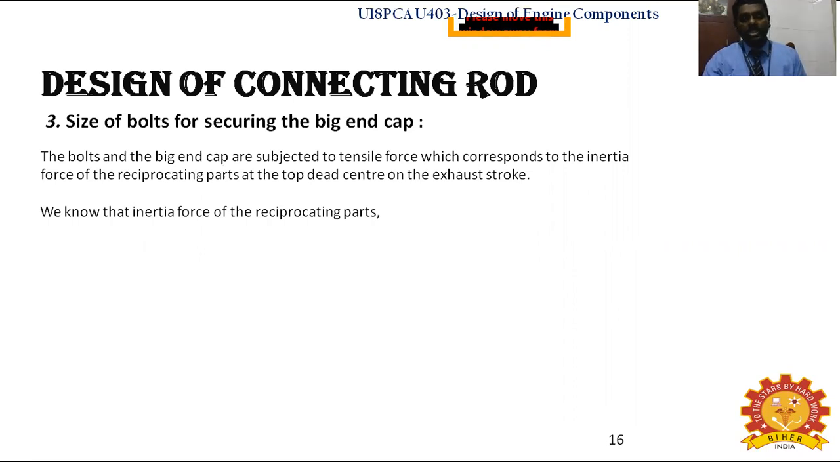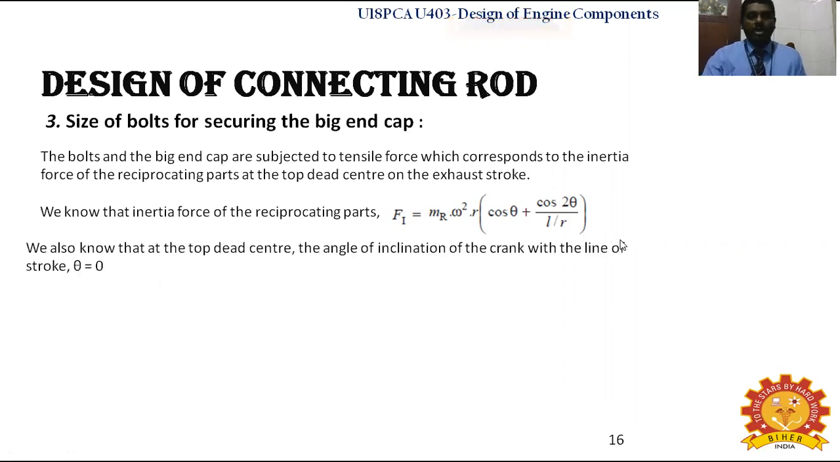We know the inertia force of the reciprocating parts, whose derivation we had already seen. Based on that, the Fi value will be m r into omega square r into cos theta plus cos 2 theta by l by r. We also know that at top dead center, the angle of inclination of the crank with the line of stroke, theta, will be substituted as 0, so that the Fi value will become m r into omega square r into 1 plus r by l, because we know cos 0 is 1. So that is what you will get, reduced to 1, and here also you will get r by l because this value is 1.